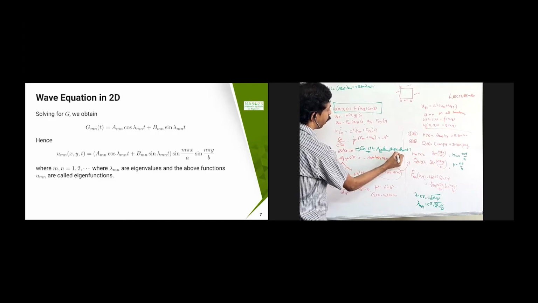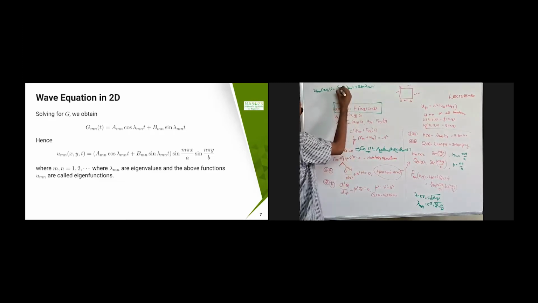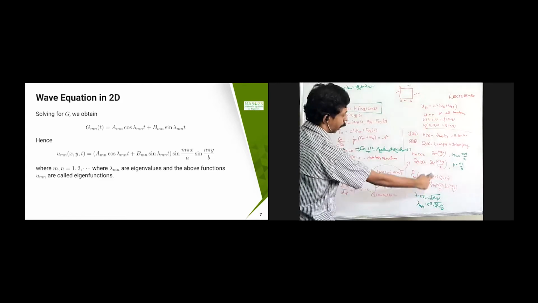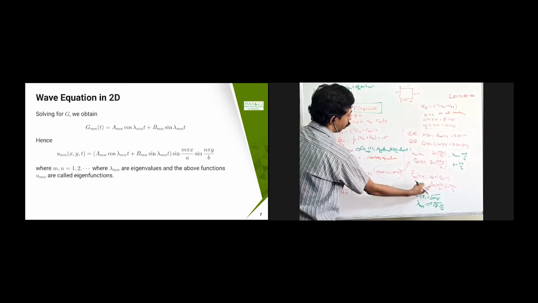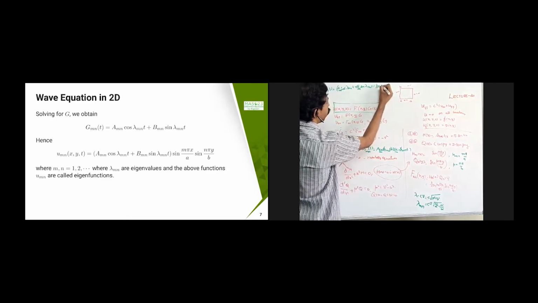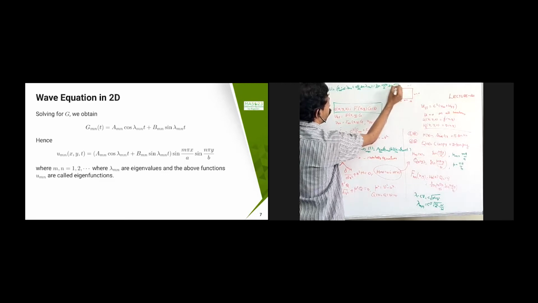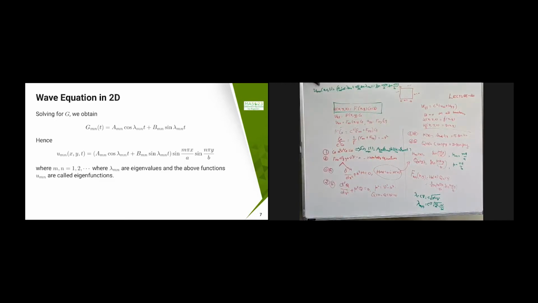Okay, b_mn and a_mn. So this is going to become like a_mn, and this is going to become like b_mn, into sin lambda_mn t, and I have to multiply this by X_m(x) and Y_n(y). So X_m(x) and Y_n(y) is nothing but sin(m pi x by a) and sin(n pi y by b). So these are my eigenfunctions for the wave equation, the eigenfunctions for this wave equation in two-dimensional Cartesian coordinates.